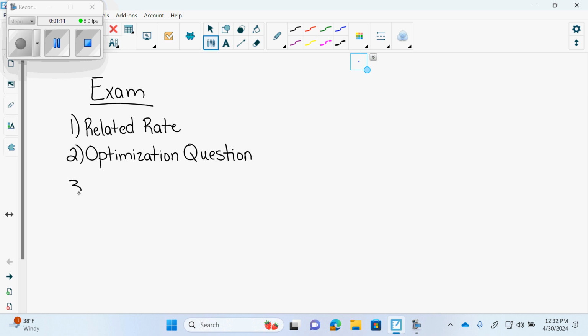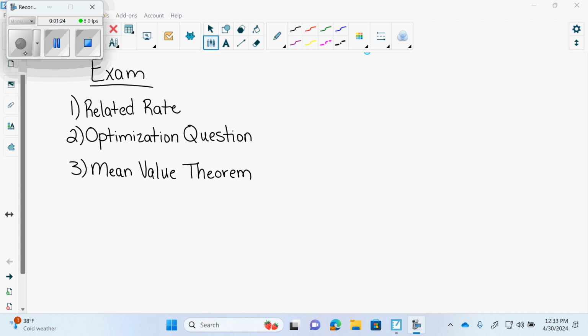Mean value theorem. I'm going to give you a practice question. So I'm going to give you a mean value theorem question.